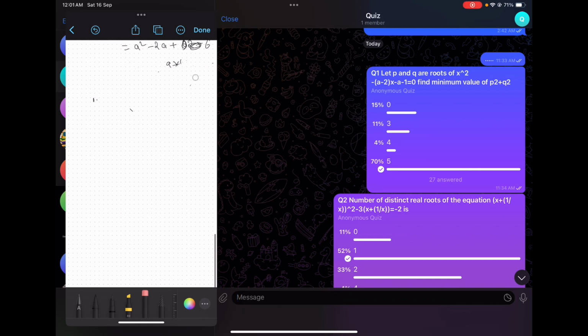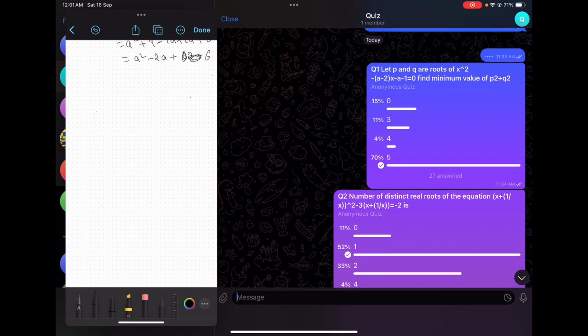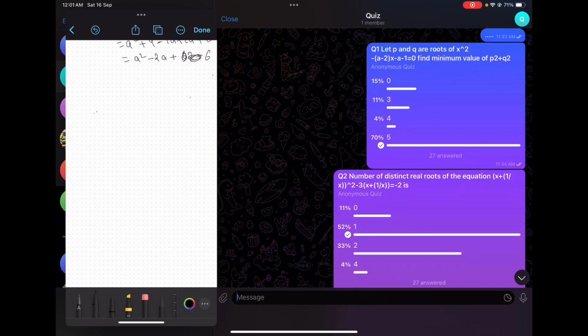Question 2 is, the number of distinct real roots of the equation. Okay, so x plus 1 by x whole square minus 3 times x plus 1 by x, it is minus 2, so bring this here, so write it as 0. Okay, so take x plus 1 by x as t square minus 3t plus 2 equal to 0. Okay, so this will be t square minus 2t minus t plus 2 equal to 0.